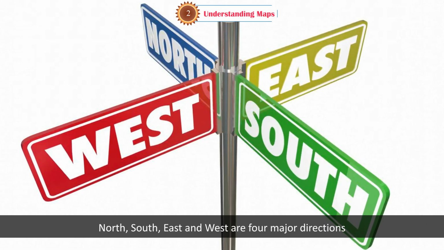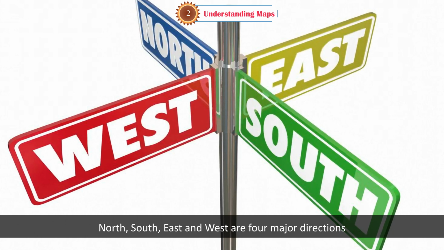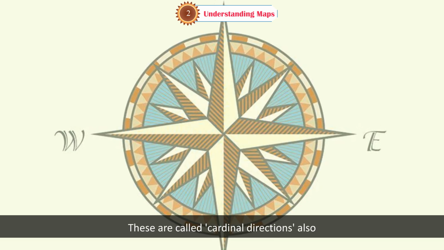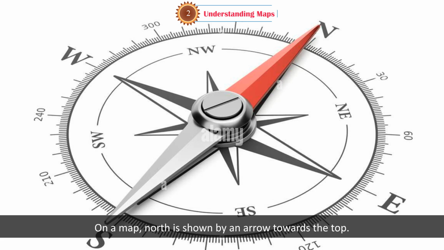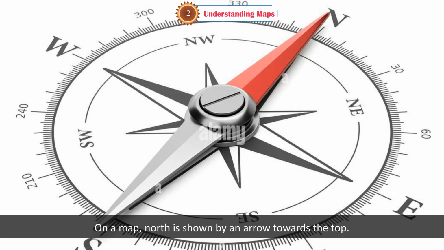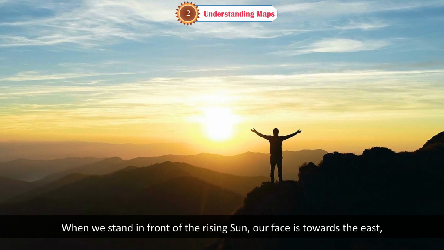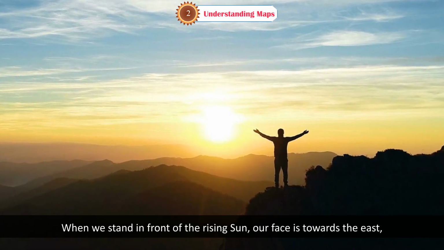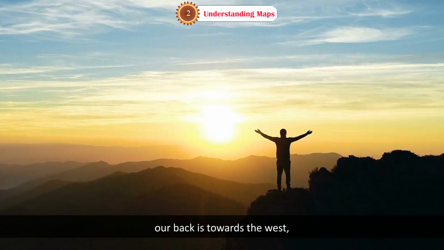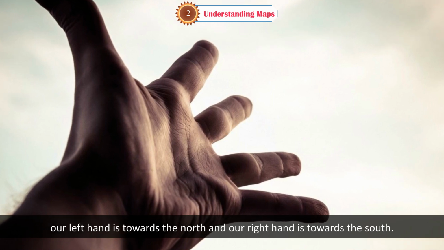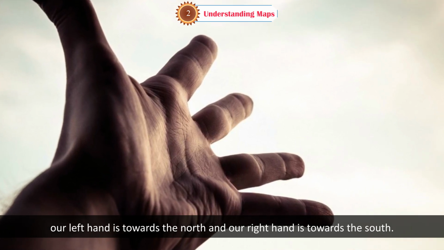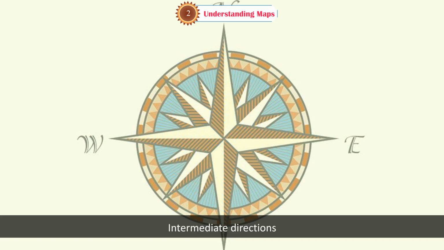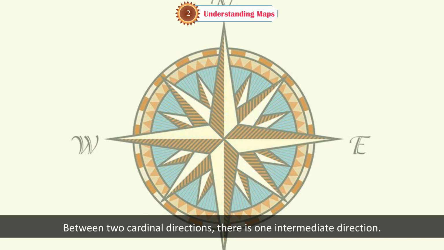Direction. North, south, east and west are four major directions. These are also called cardinal directions. On a map, north is shown by an arrow towards the top. When we stand in front of the rising sun, our face is towards the east, our back is towards the west, our left hand is towards the north, and our right hand is towards the south. The sun and directions.